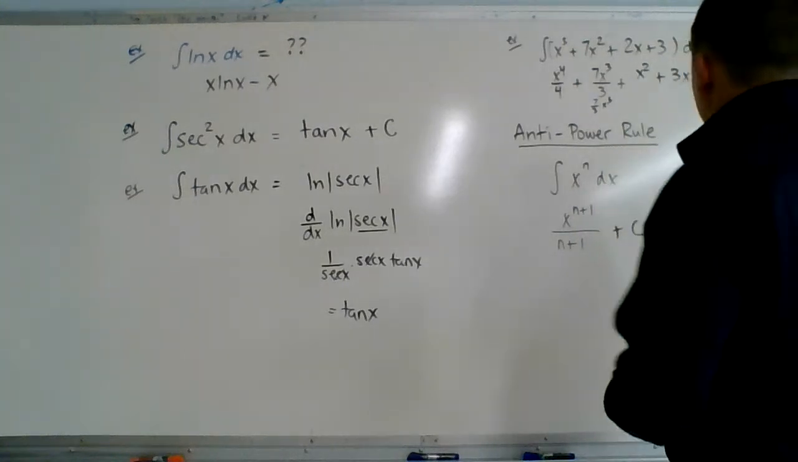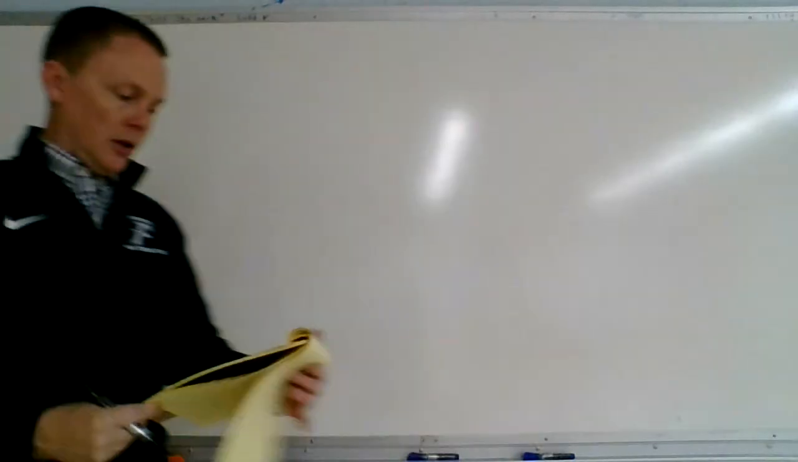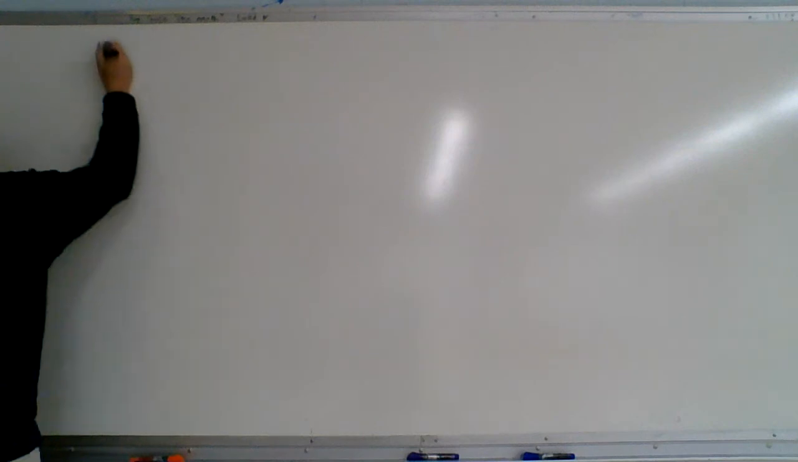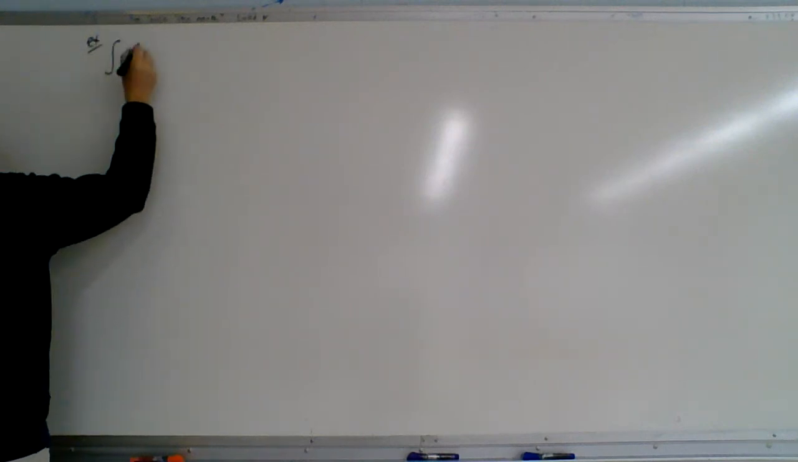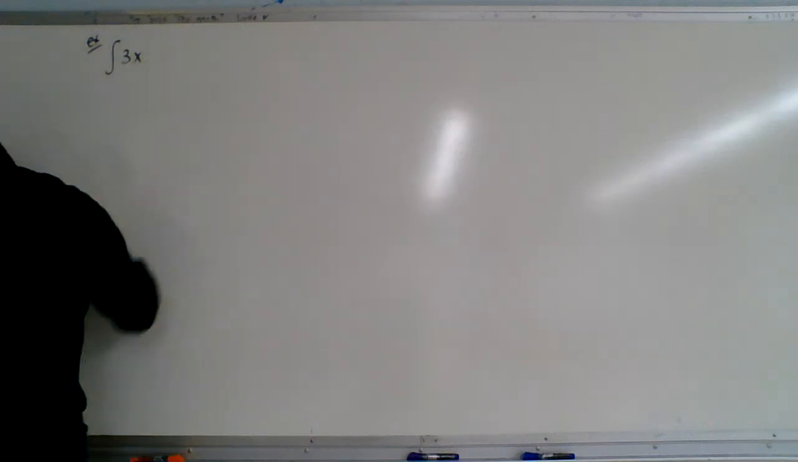Let's try some more, but I'm going to pause so I can erase. All right. So let's try one more using this anti-power rule. Let's do 3x. Well, let's do this.